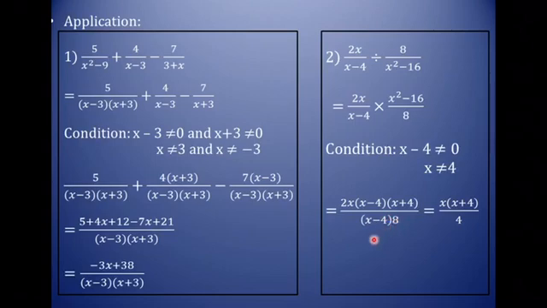Then we multiply numerator by numerator, and here we can factorize x power 2 minus 16. It will be equal to x minus 4 times x plus 4. And we will have one common factor. We can simplify, and we will also have 2 and 8. We can divide both of them by 2. So the final answer will be here.